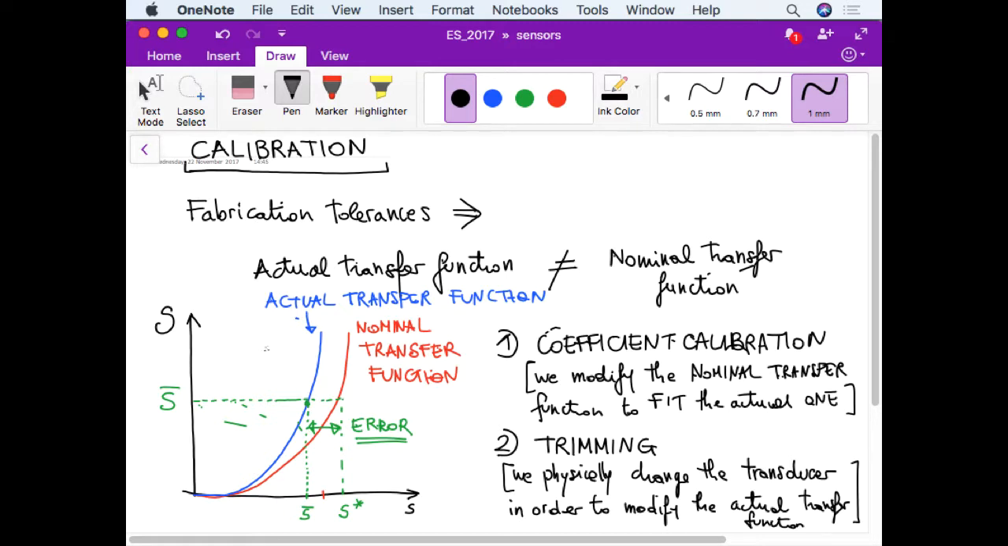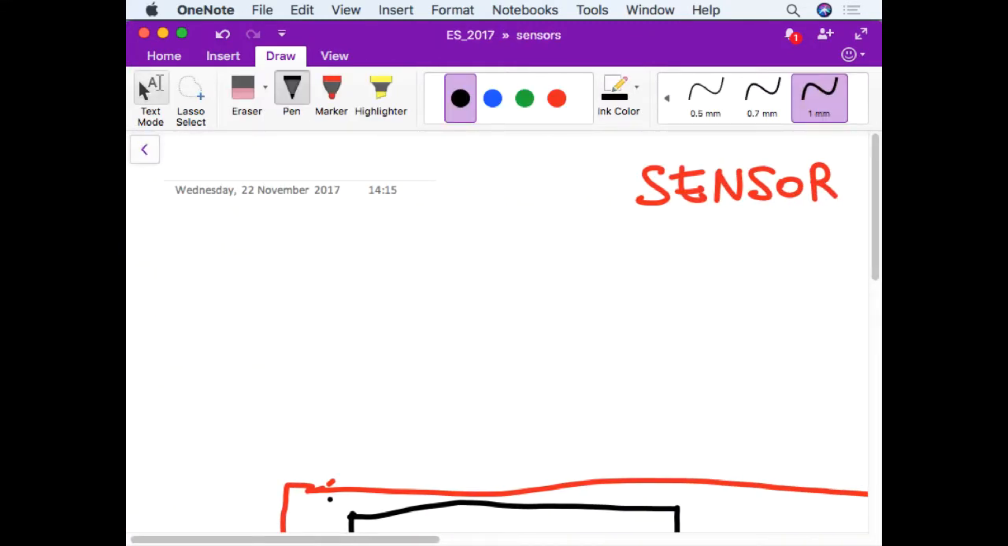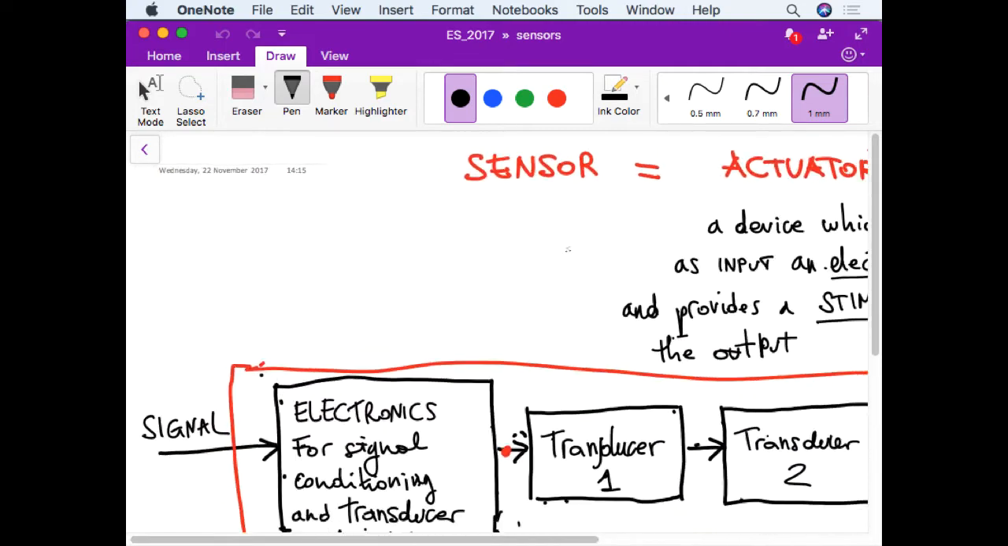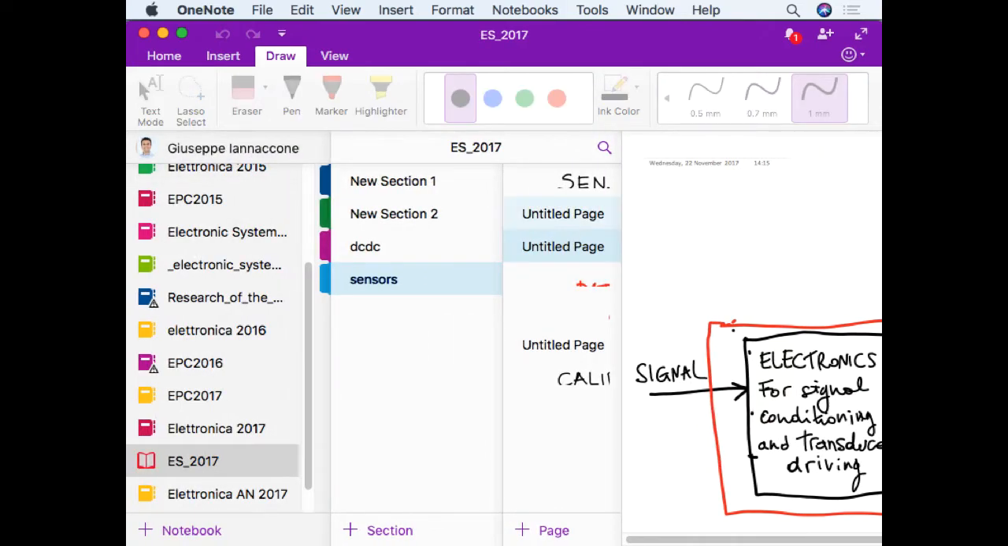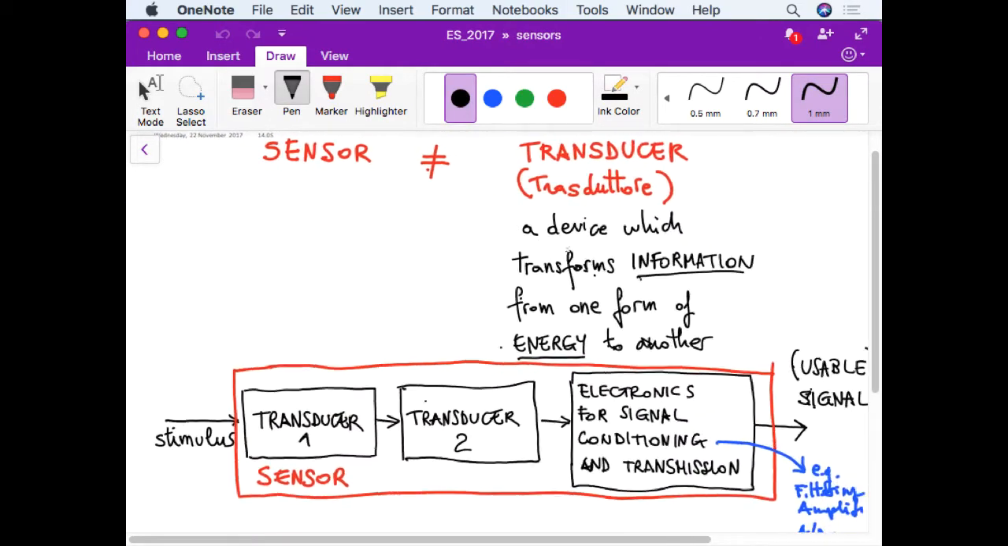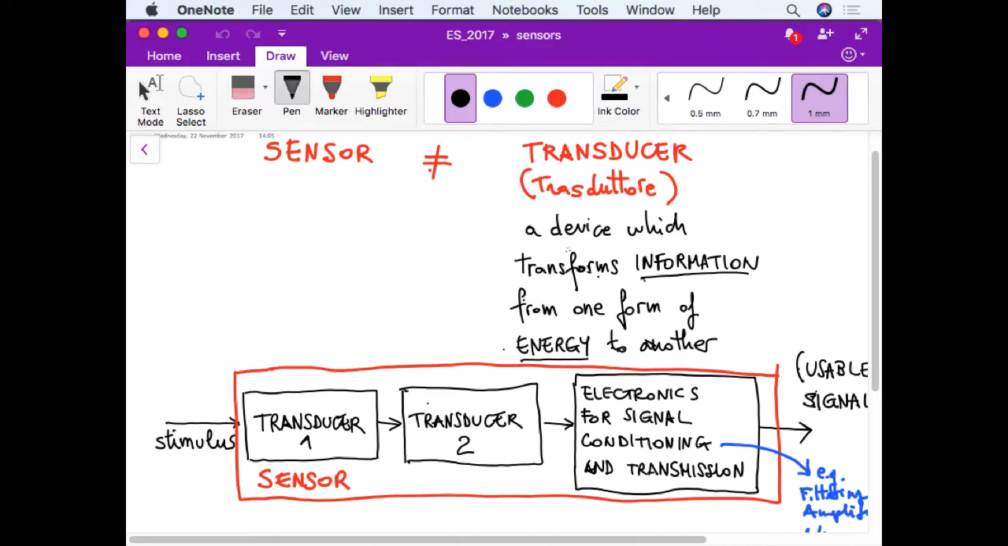One sort of soft trimming that is done. Let me just go back to this small definition of transducer. So you can do the trimming acting directly on a transducer. An easy way of doing the trimming, a sort of soft trimming, is to act on the electronics for signal conditioning, to change the electronics for signal conditioning in order to modify the transfer function.